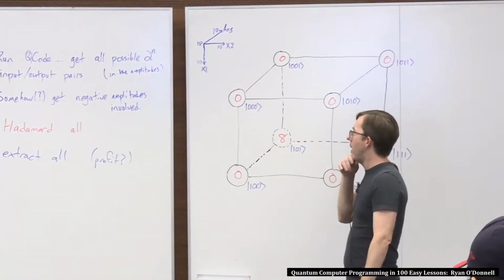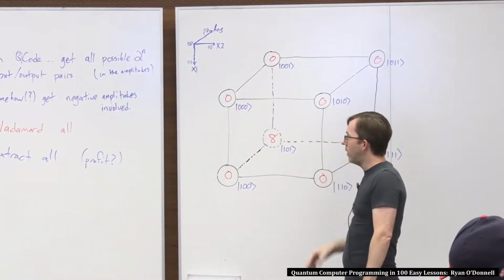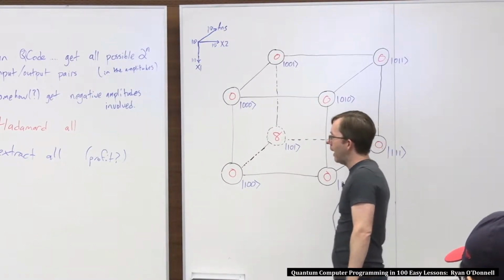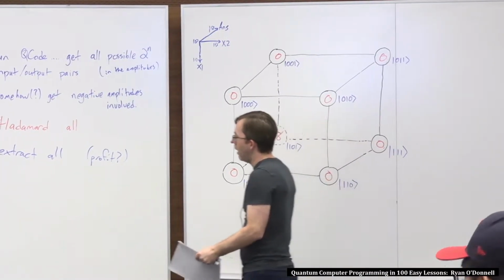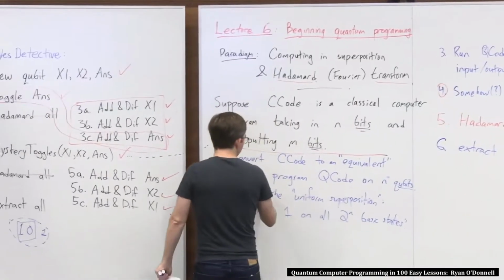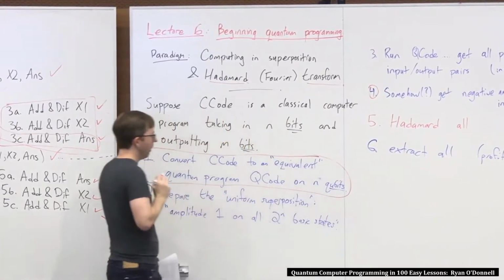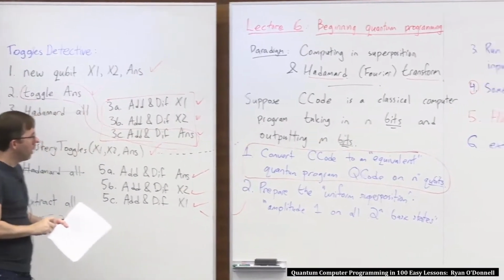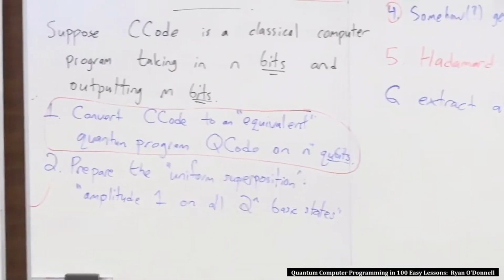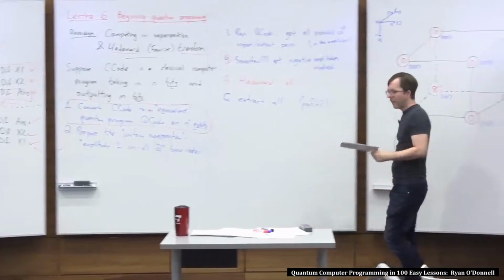So this is a paradigm. We're going to talk about it in the next few lectures. And today, mostly want to talk about this part. We probably won't even finish, but I want to talk about this part. How do we take classical code and convert it to equivalent quantum code?